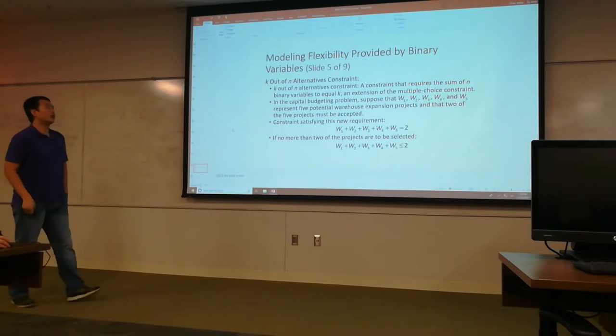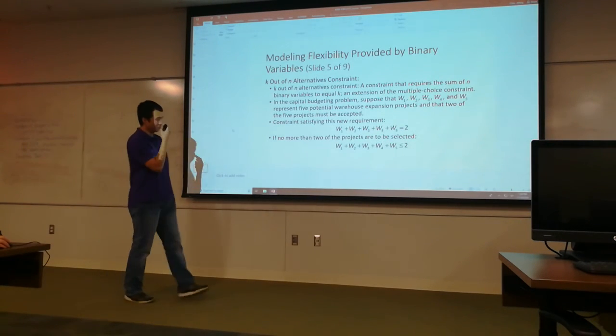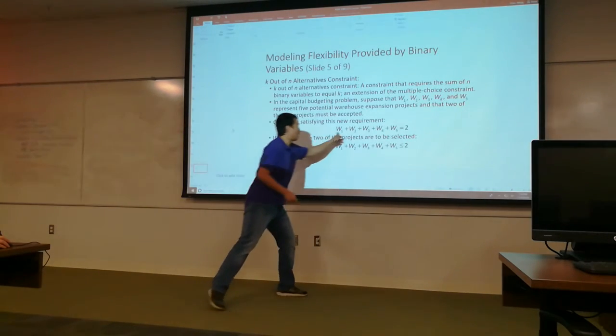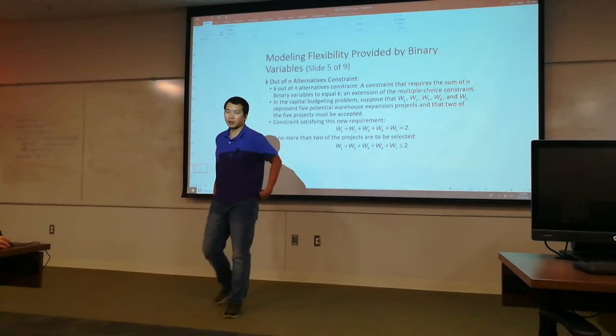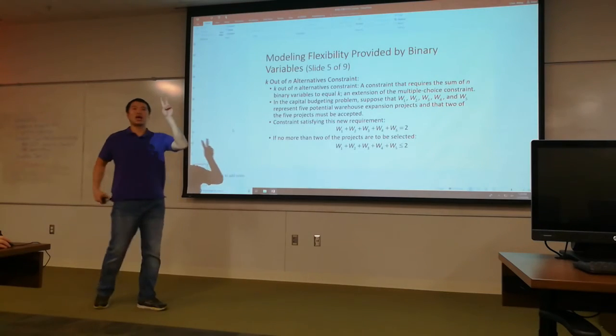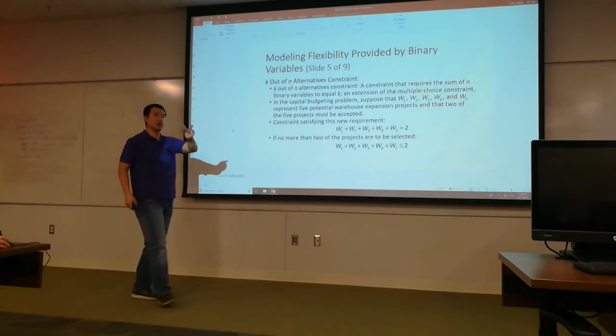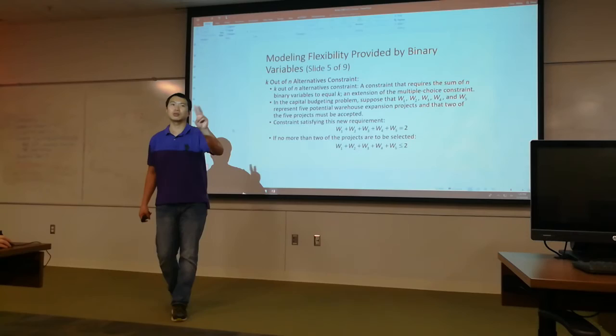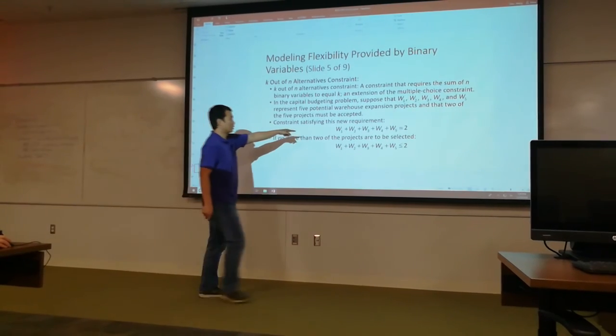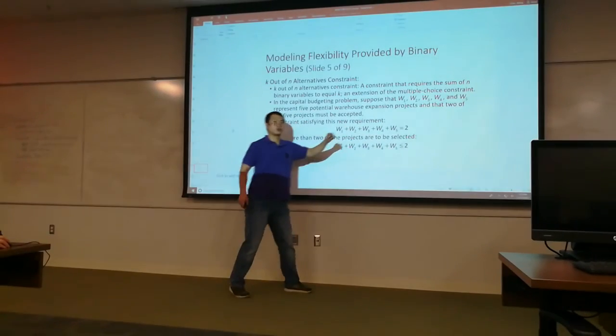And k out of n alternatives. For example, we have five projects. Your boss told you to select two. We have to invest in two projects out of five. You cannot do three, you cannot do one, you cannot do nothing. Then this is the constraint you have.